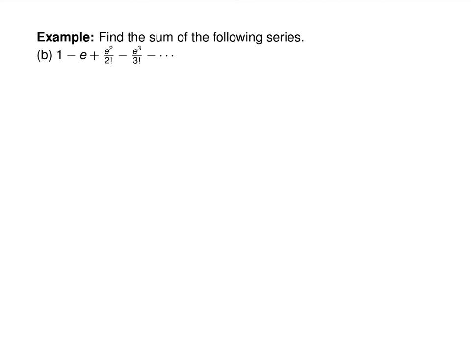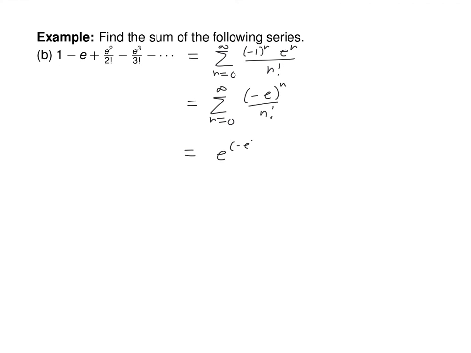Well, before we do this one, let's write it in summation notation. It says the sum from n equals 0 to infinity. There's definitely a negative 1 to the n. Looks like e to the n over n factorial, which is the same thing as the sum from n equals 0 to infinity, negative e to the n over n factorial. This is the Maclaurin series for e to the x with negative e plugged in. So this is e to the power of negative e, or 1 over e to the e. That's what this series sums up to.